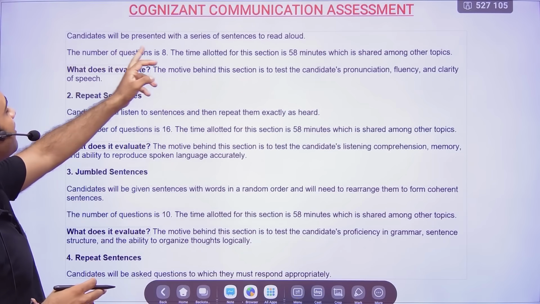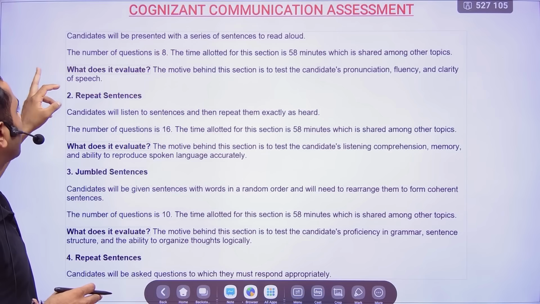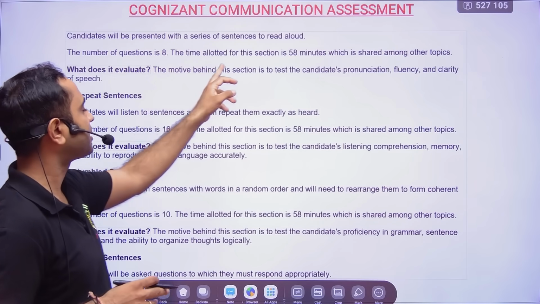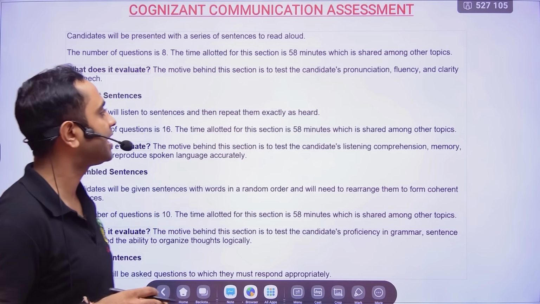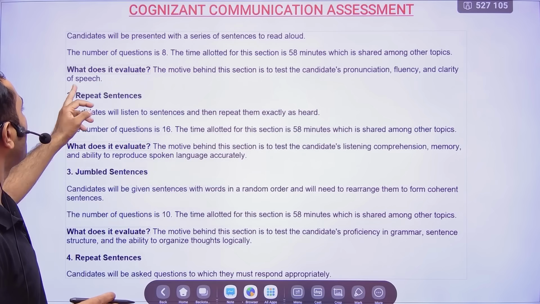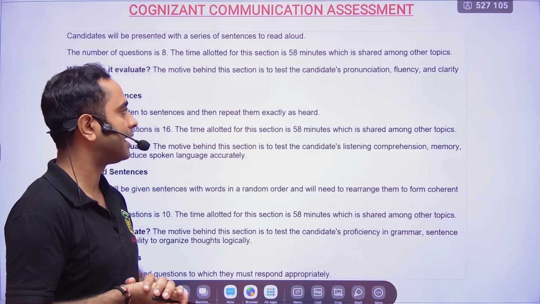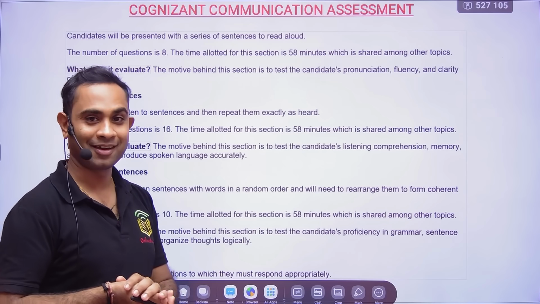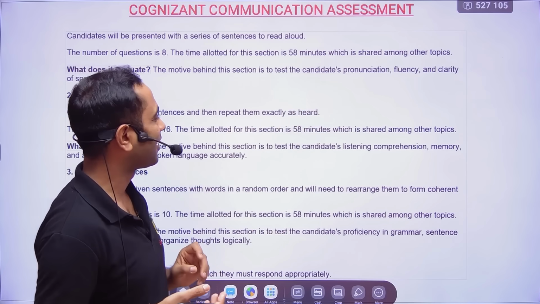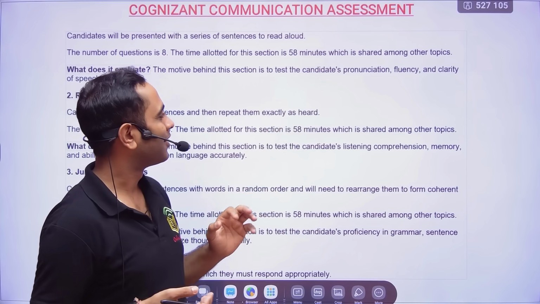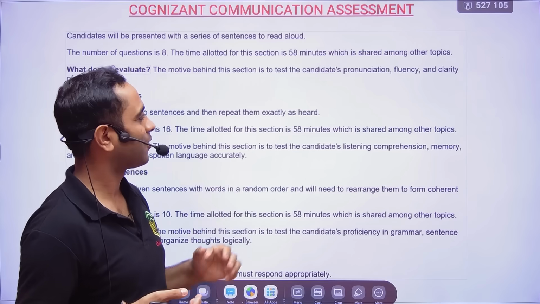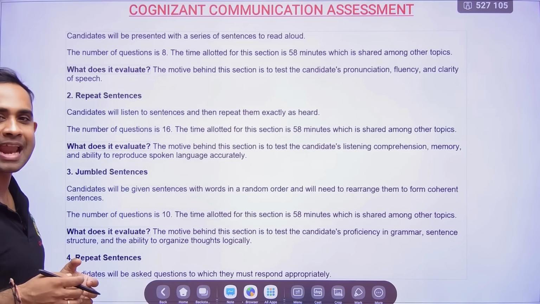Okay, so the candidate will be presented with a series of sentences to read aloud. The number of questions is 8. The time allotted for this section is 58 minutes, which is shared among other topics. What does it evaluate? The motive behind this section is to test the candidate's pronunciation, fluency and clarity of speech.